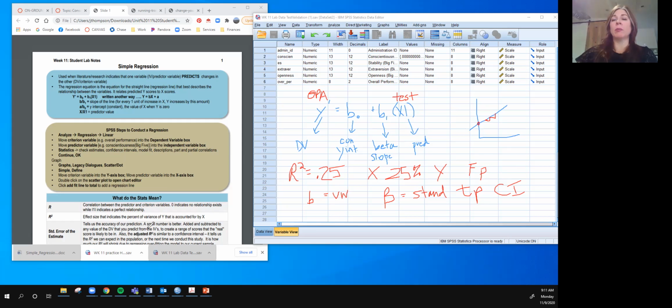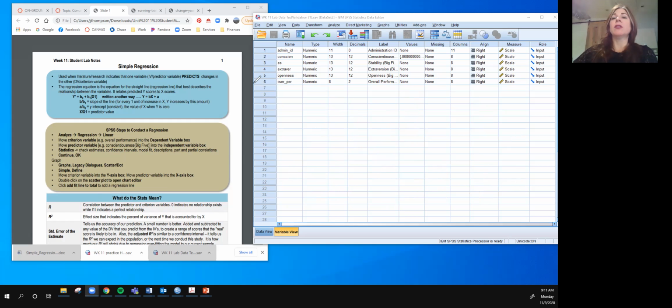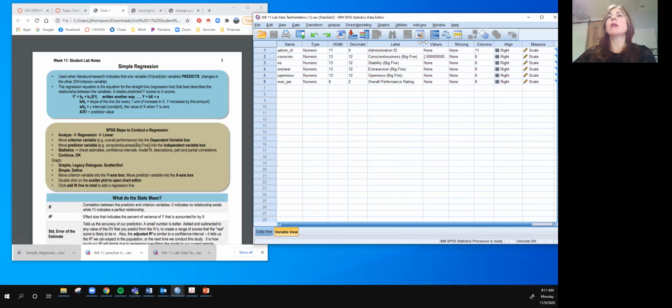So I have it up here. Let me clear my drawings. All right. Okay, so here you can see we've got conscientiousness. These are the big five, and then overall performance, that's going to be my DV. So we're going to follow the steps right here.